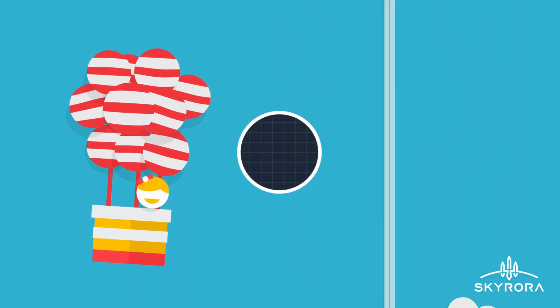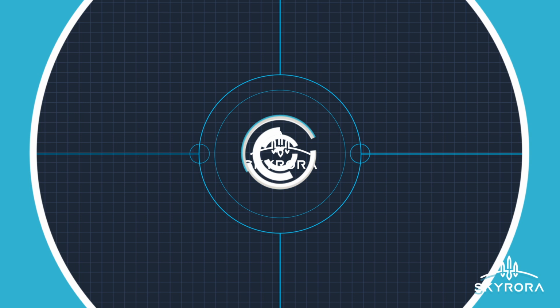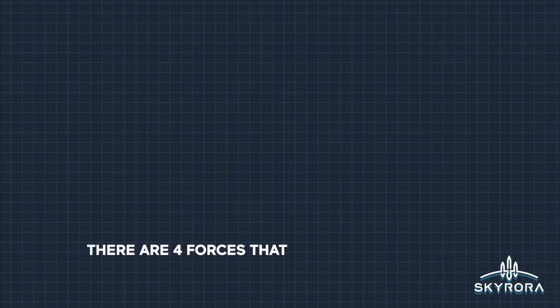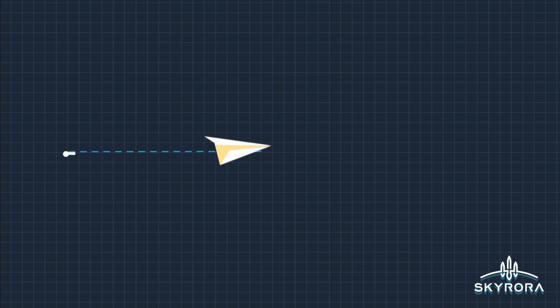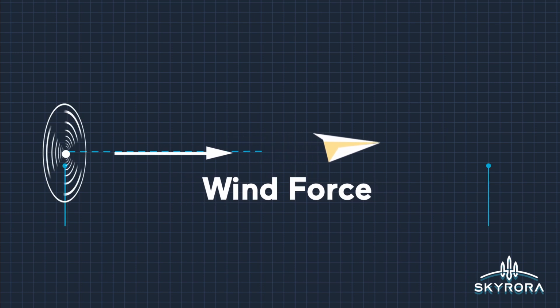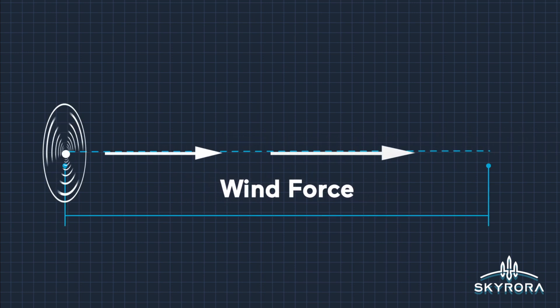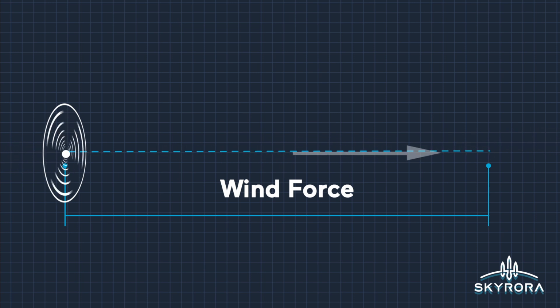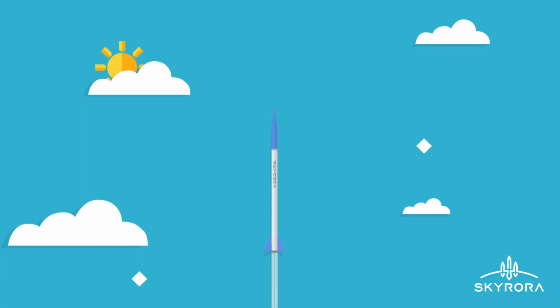What other forces do you think have an impact on the flight plan of a rocket? There are 4 forces that act on a rocket. Do you know what they are? Well, let's think about the paper plane again. When you throw your paper plane and the wind is blowing, what do you think happens? If the wind is blowing from the left to the right, the paper plane will go from the left to the right. What other forces do you think can have an impact on the flight plan of a rocket?